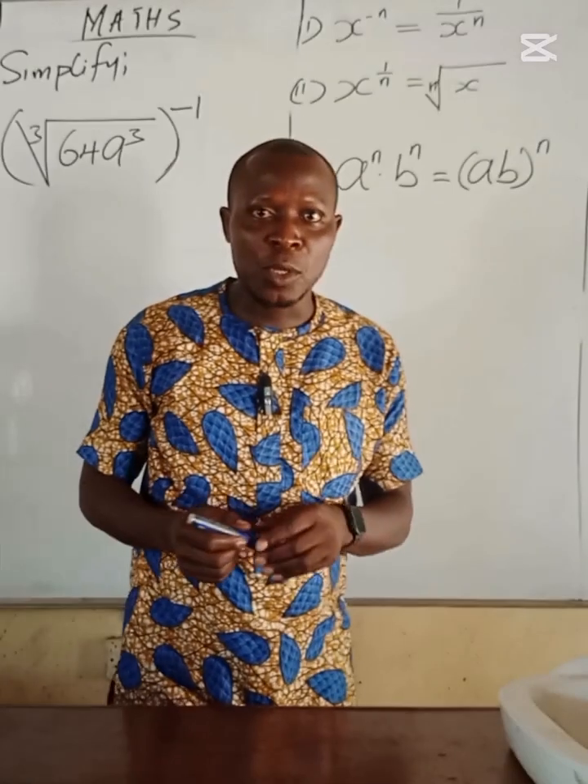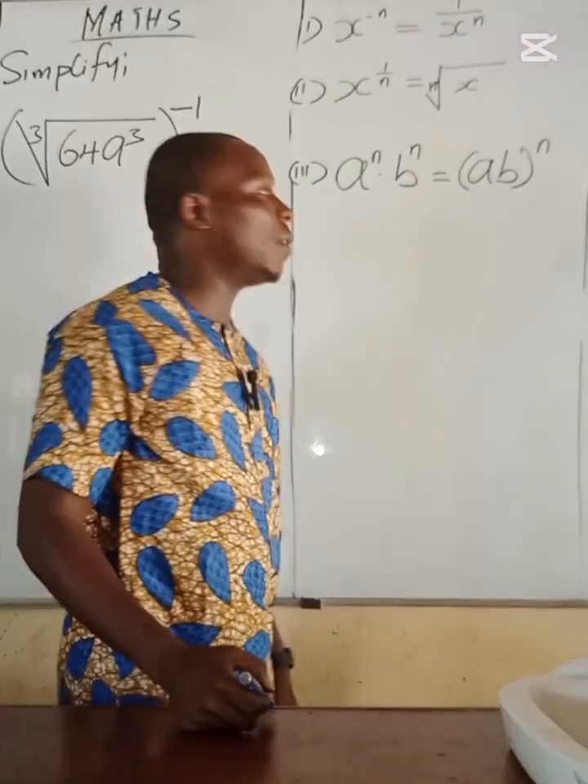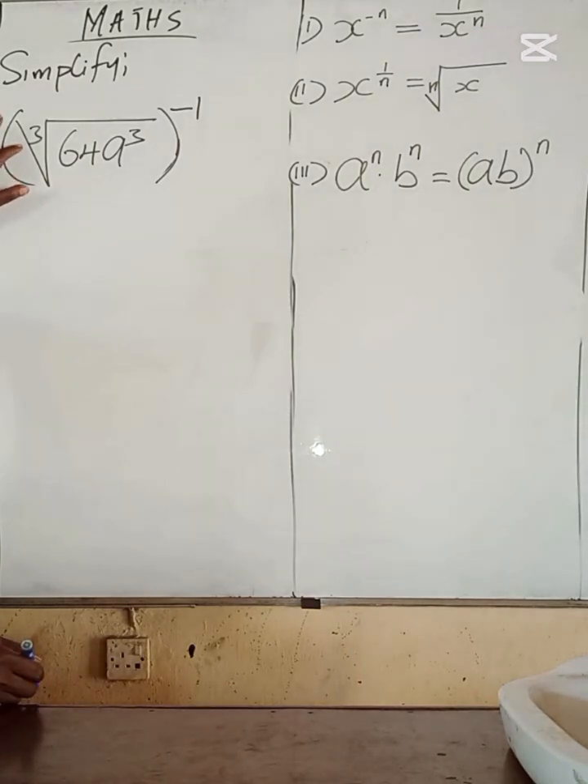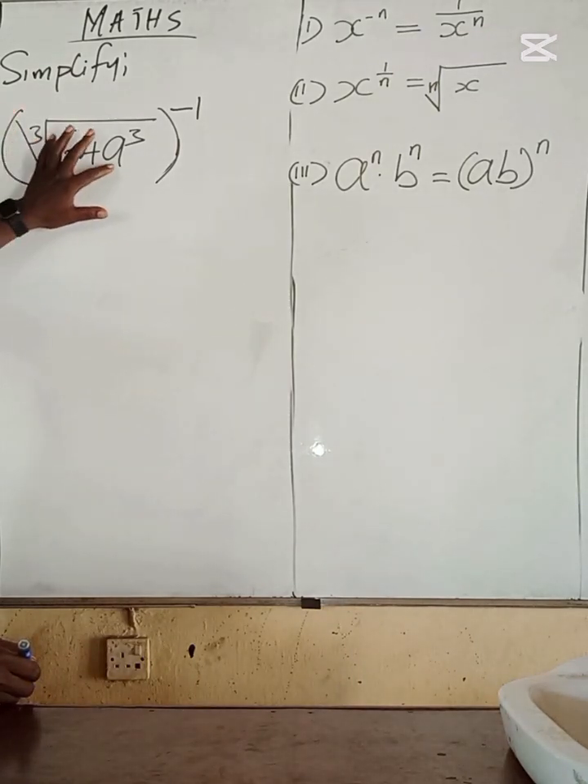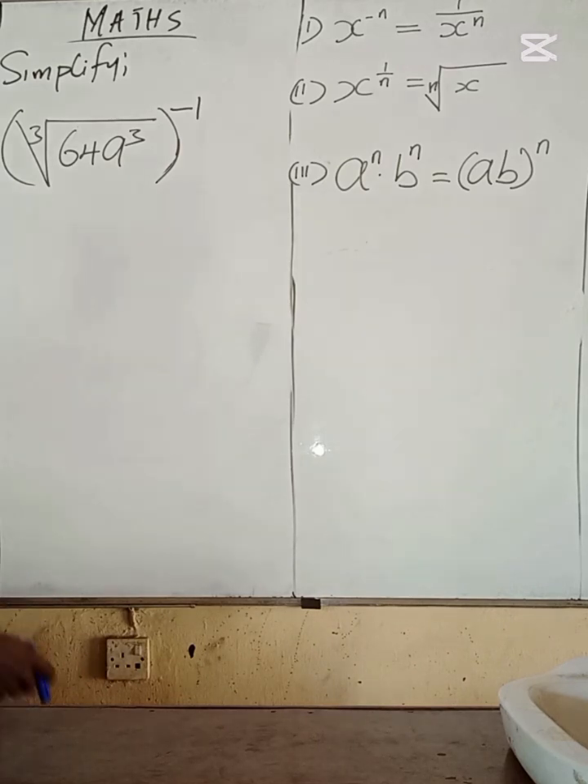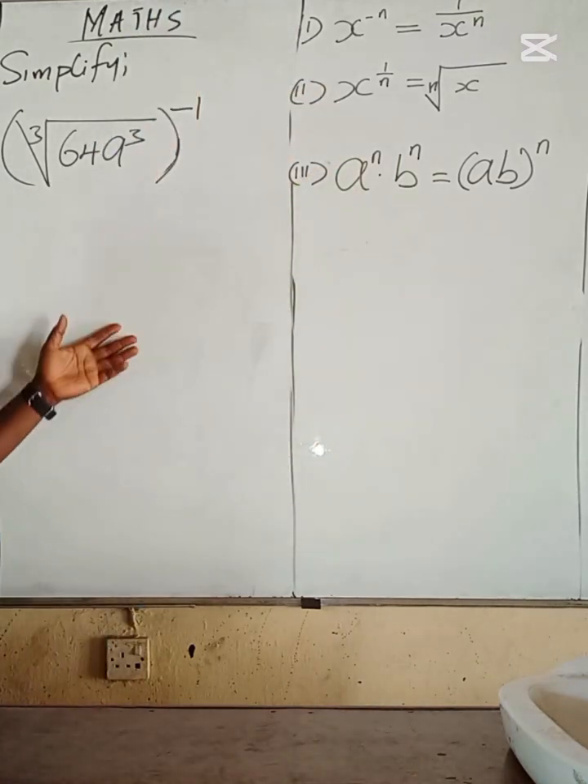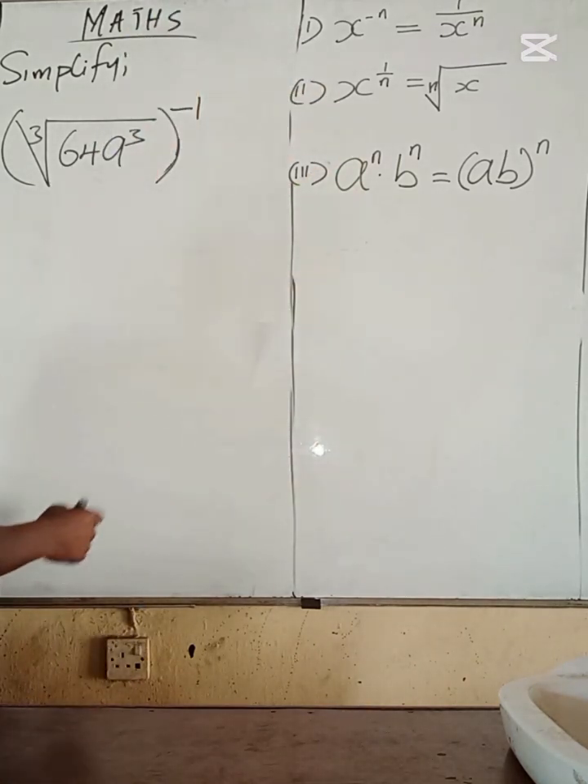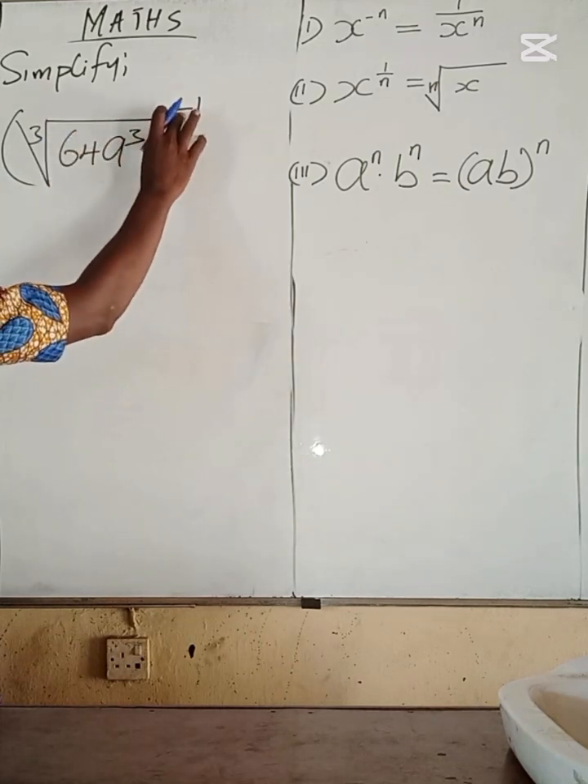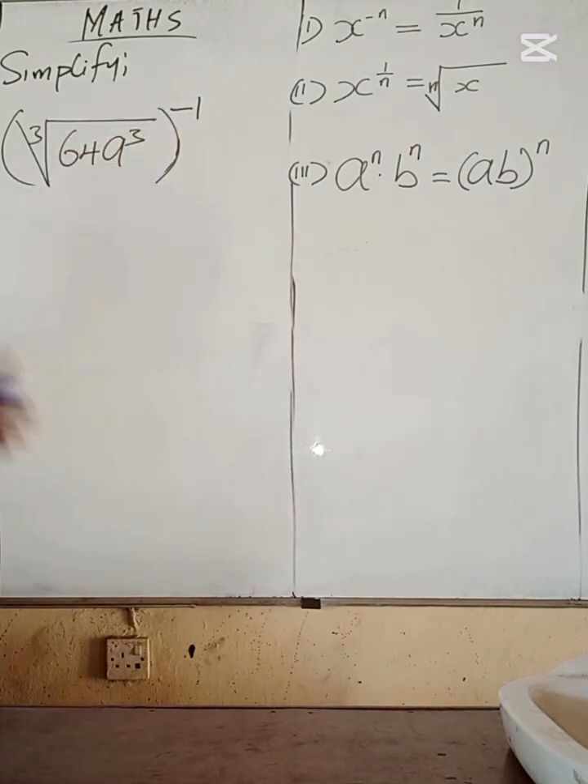Okay, is that clear? So having known this, then we move over to our question that says simplify, bracket open, cube root of 64a raised to power 3, bracket close, all raised to power minus 1. So I'm going to be following this to solve the problem. First and foremost, I'm going to change this. So this minus sign here is going to change to division sign, okay?